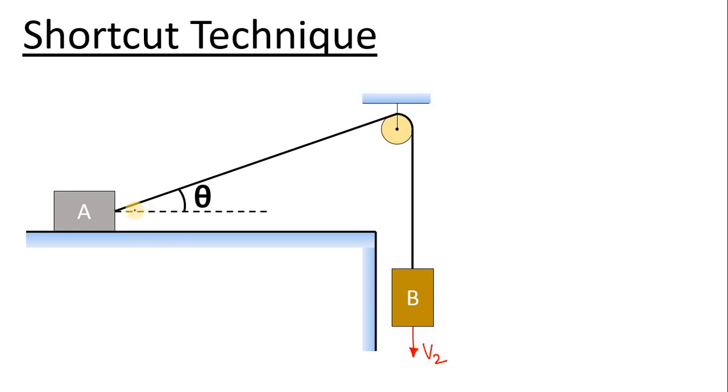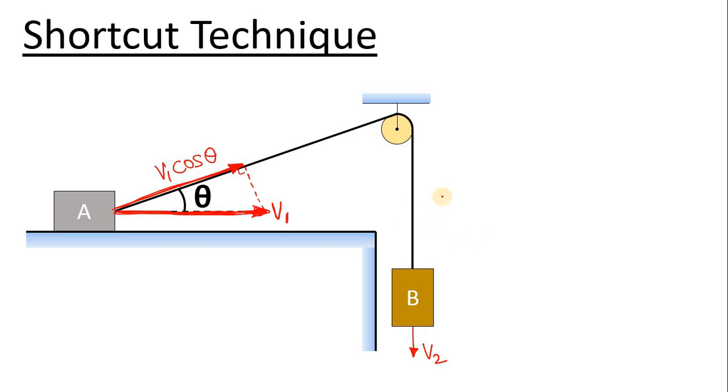B has velocity v2 and A has velocity v1. Let me indicate v1 along this line. Along this line, the velocity is v1. This is the velocity v1 for the block A. Now, what we have to do is take the component of the velocity v1 along the direction of the thread, like this. This component of the velocity v1 along the direction of the thread would be equal to v1 cos theta according to the figure.